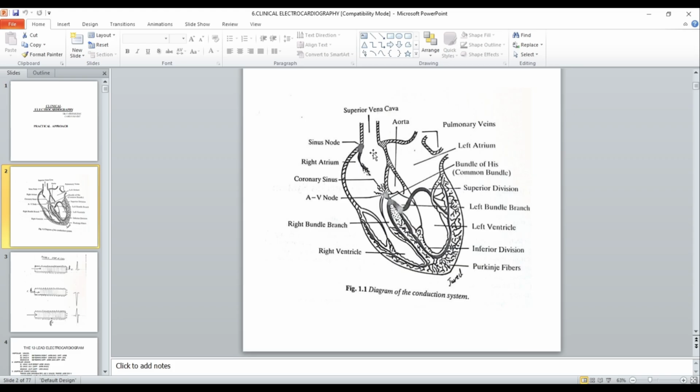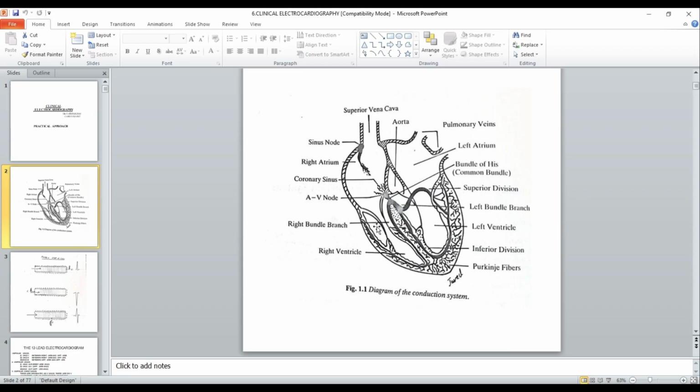This impulse passes downwards to the AV node, which lies in the right side of the interatrial septum in the lower part of the right atrium below the coronary sinus, through three internodal tracts: anterior, middle, and posterior. The AV node continues downwards as the bundle of His along the right side of the membranous part of the interventricular septum to the muscular part, where it divides into two as the right bundle branch and left bundle branch.